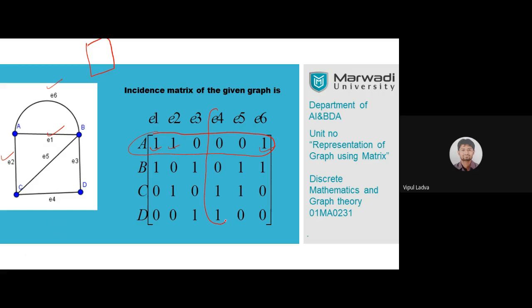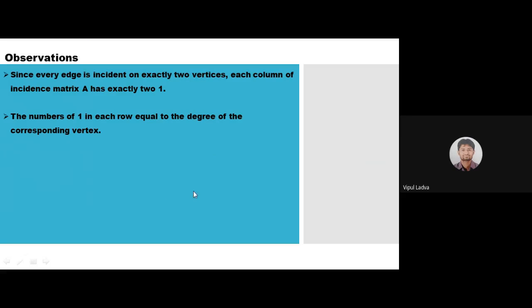If we talk about any of the columns, there will be only two entries, which are 1. Is it? Take any row, any column. That is what I mentioned in the first observation. Now go for the second one. The number of ones in each row is equal to the degree of that corresponding vertex. This is also a very common thing. A row with all 0 elements represents the isolated vertex.